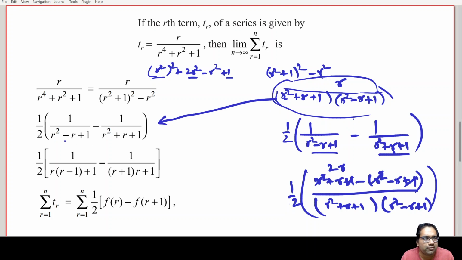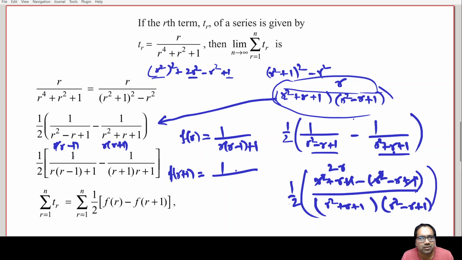Now again, if you see, what is this? This is r into r minus 1 plus 1. This is r into r plus 1 plus 1. Okay, so we have 1 by r into r minus 1 plus 1, minus 1 by r into r plus 1 plus 1. Now we have got something familiar here, or something nice here. Let's say we take f of r is equal to 1 by r into r minus 1 plus 1. What will be f of r plus 1?